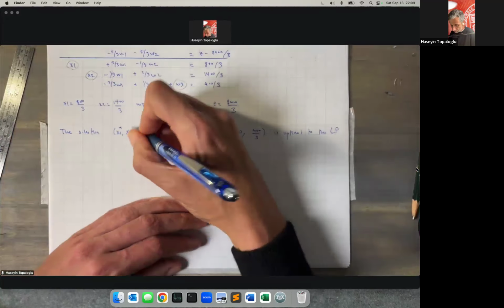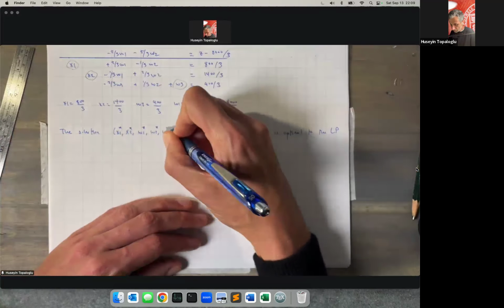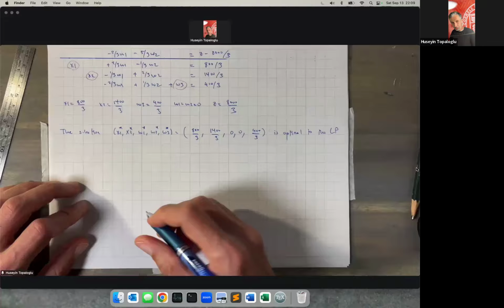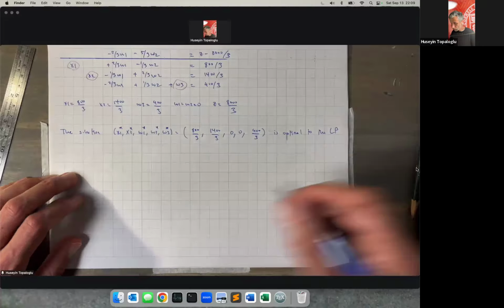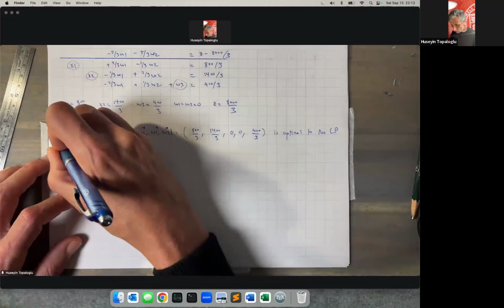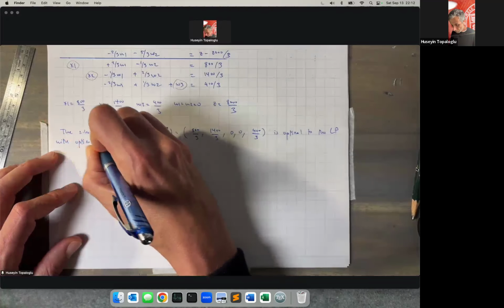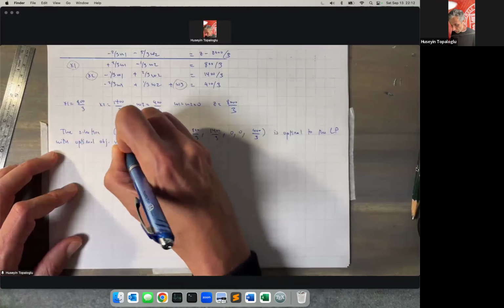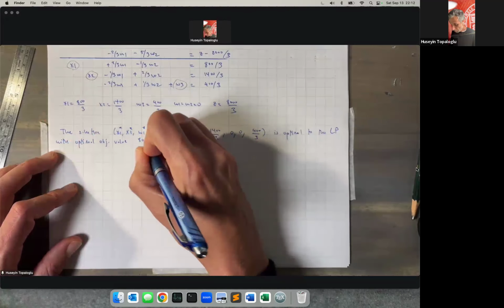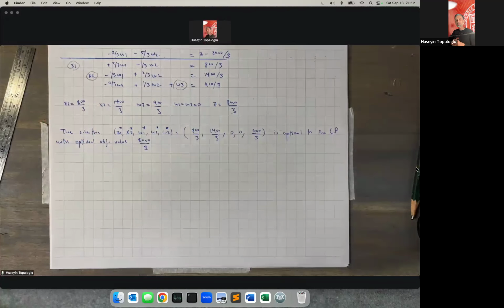Let's also put stars here to emphasize that this is an optimal solution to the linear program that we're solving, with optimal objective value 8,000 divided by 3. This is the algorithm. This is how we get to the optimal solution.